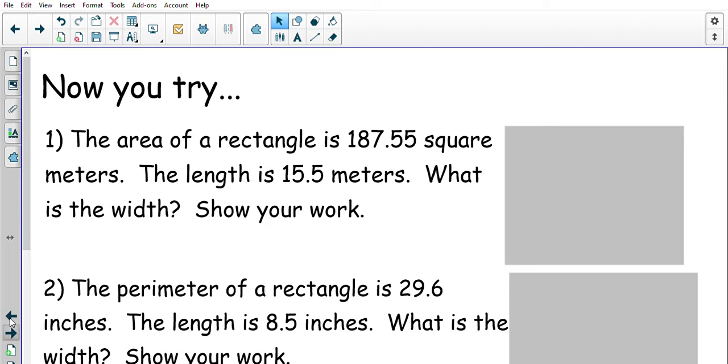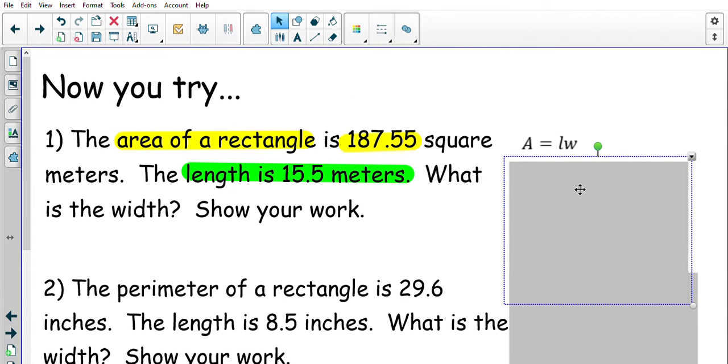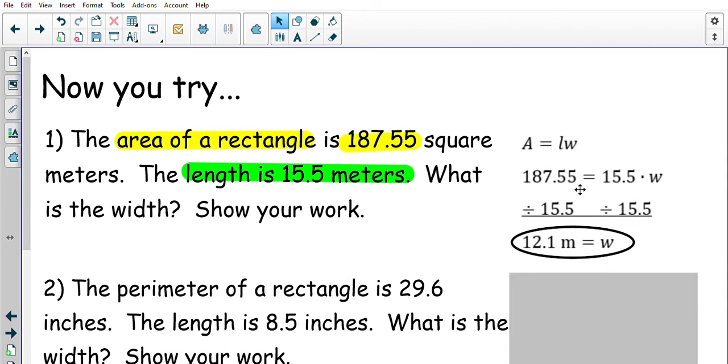All right, so number 1, we know we're talking about the area of a rectangle, so I'm going to go ahead and highlight that. That means we're going to use area equals length times width. The area that we are given is 187.55. We're also given the length, so we will replace A with 187.55. We'll replace L with 15.5, and we'll solve for W.